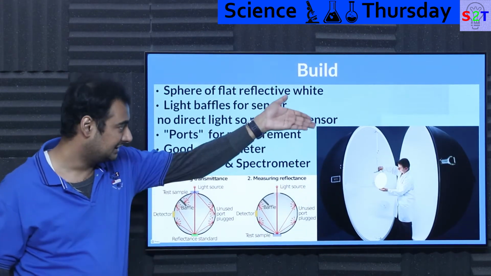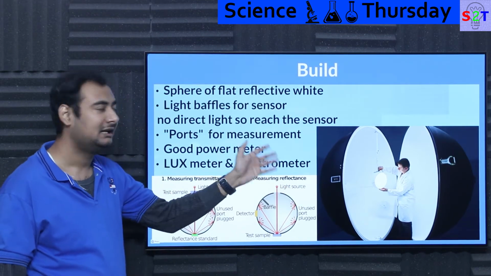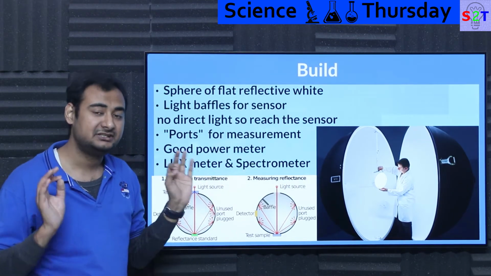So how are these magical spheres built? Well, it's a sphere, and you have to understand that this sphere is mathematically doing one thing very simple.